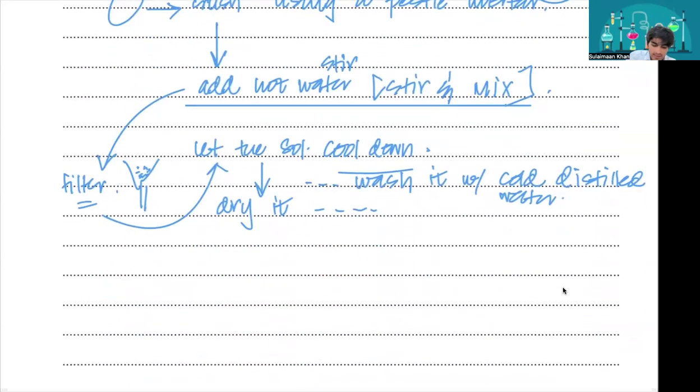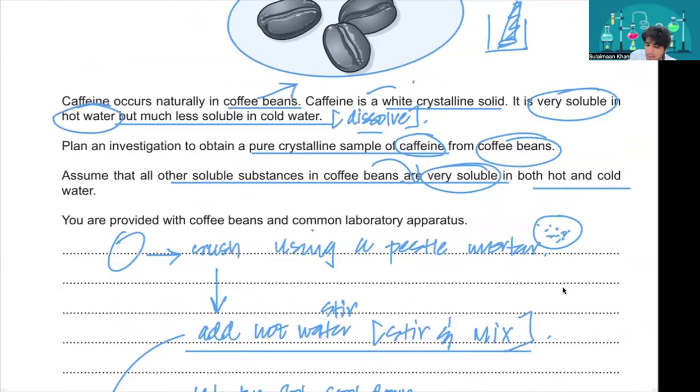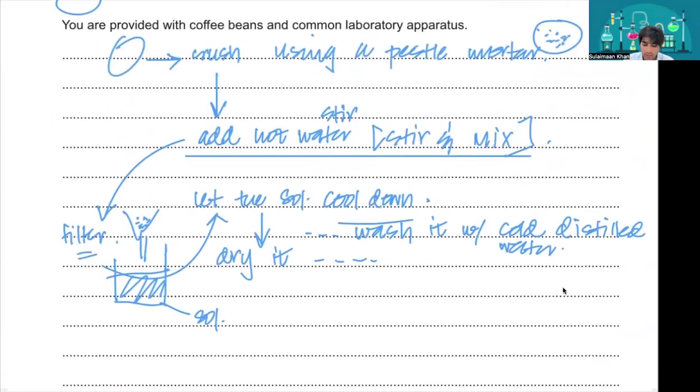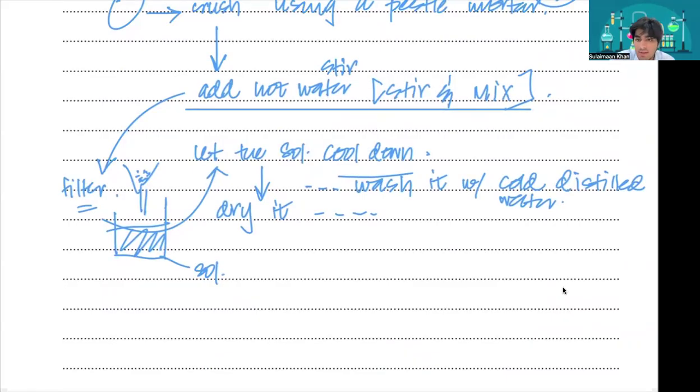Here in this beaker maybe, or in this conical flask, everything is soluble. But remember, once you let the solution cool down, everything else would still be soluble, because everything else is soluble even in cold water. The only thing which would not be very soluble would be caffeine. So it will start to precipitate. It would start to form the solid again. So I think this makes much more sense.